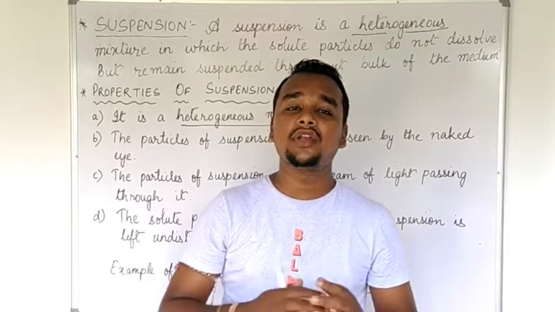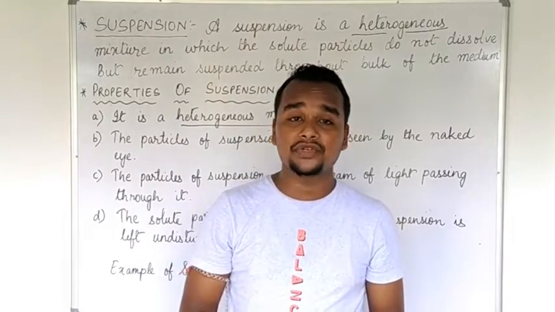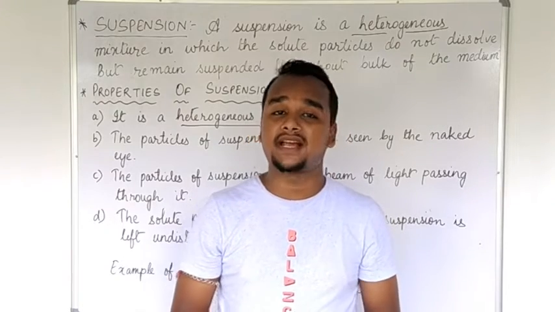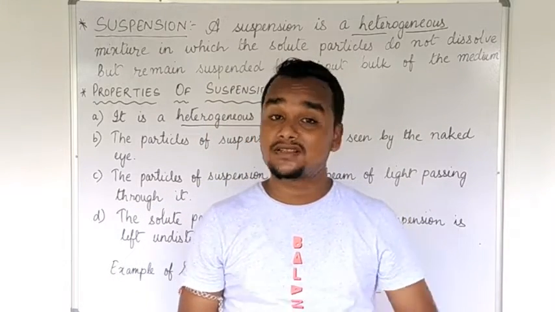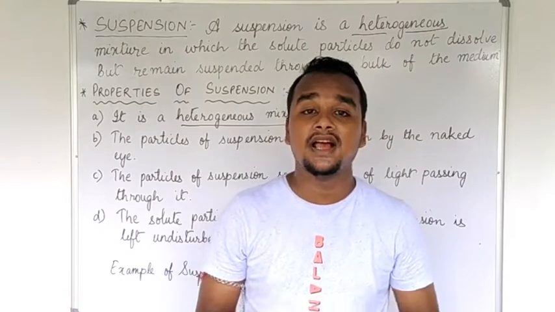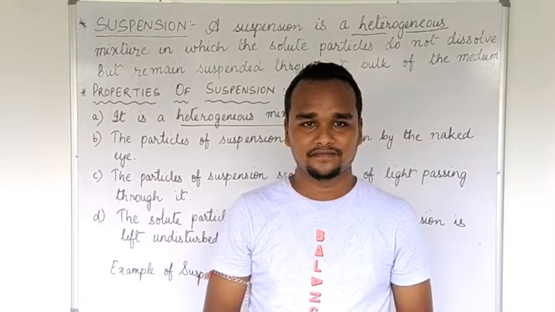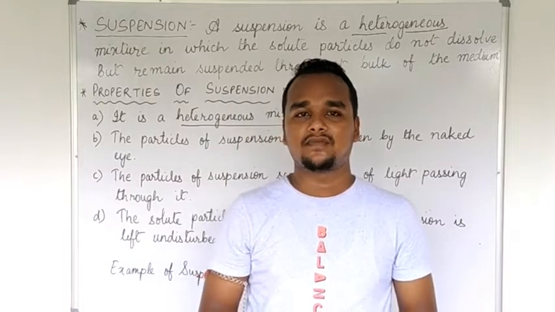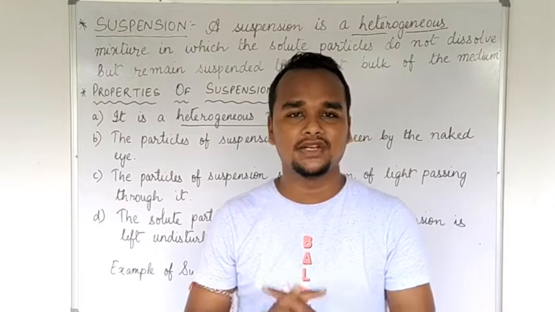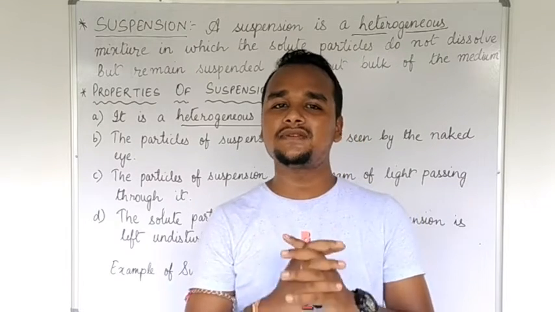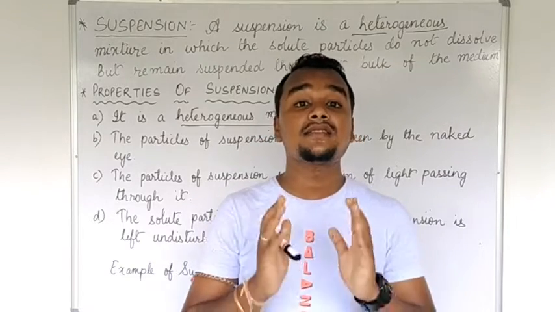What is the second difference? Once a solute dissolves in a solution, can you see the particles in the solution? The particles cannot be seen by our naked eye in a solution, whereas in a suspension, the particles can be seen by our naked eye. What is the third difference between a solution and a suspension? A solution does not scatter a beam of light passing through it. On the other hand, in a suspension, the particles will scatter a beam of light passing through it. So this is the third difference. What is the fourth difference? A solution is stable, whereas a suspension is highly unstable.